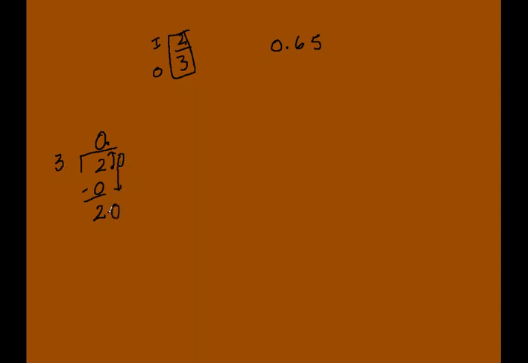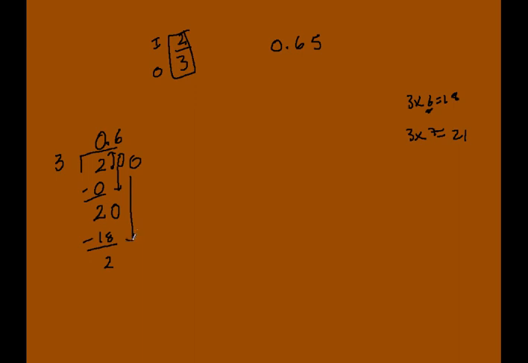So how many times 3 goes into 20? So luckily we know that 3 times 6 is 18, and 3 times 7 is 21. So 3 only goes into 20 6 times. So 3 into 20 is 6. 6 times 3 is 18. 20 minus 18 is 2.